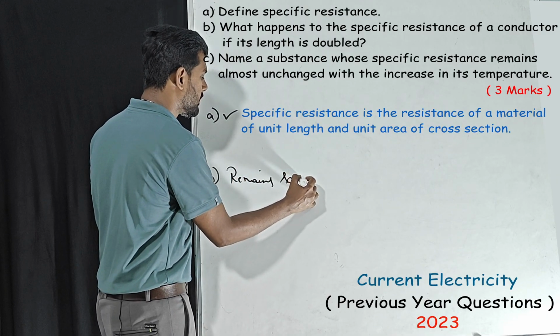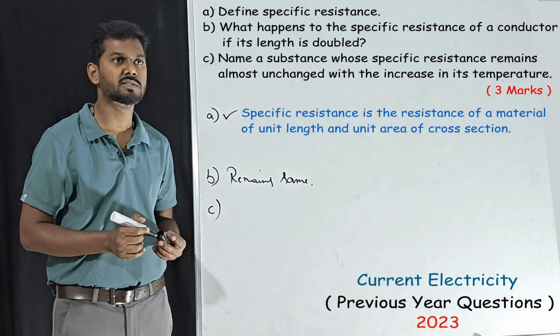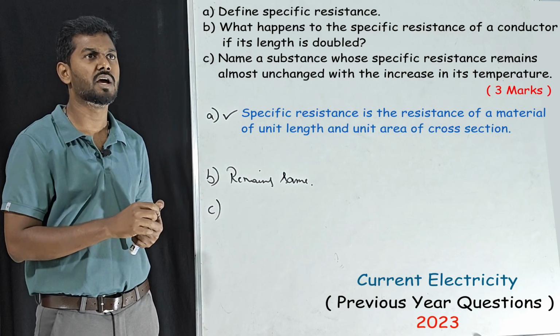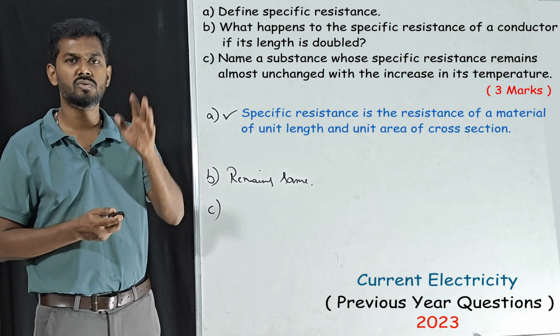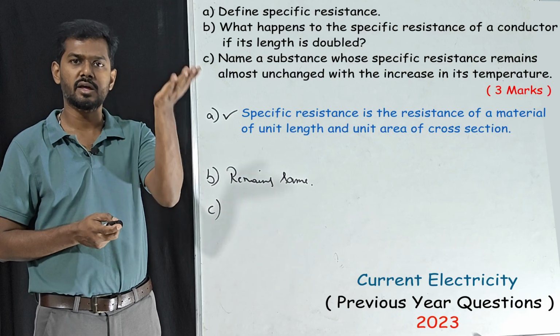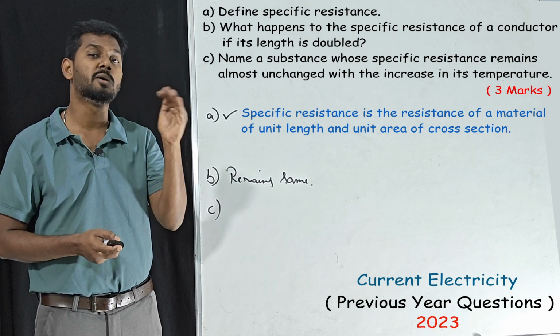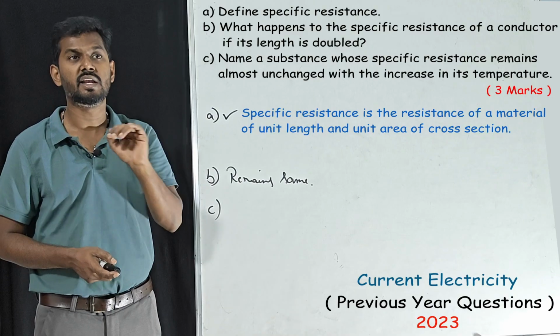Remains same. Then sub question C. Name a substance whose specific resistance remains almost unchanged with the increase in temperature. See, when it comes to conductors, as the temperature increases, specific resistance increases. When it comes to semiconductors, when the temperature increases, the specific resistance decreases.